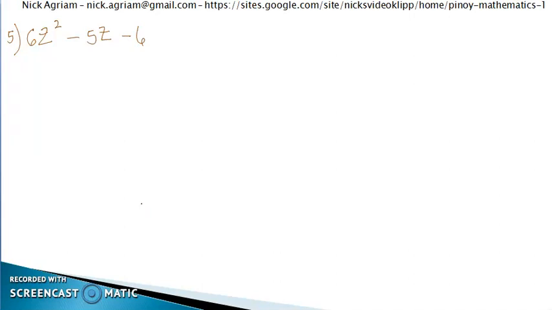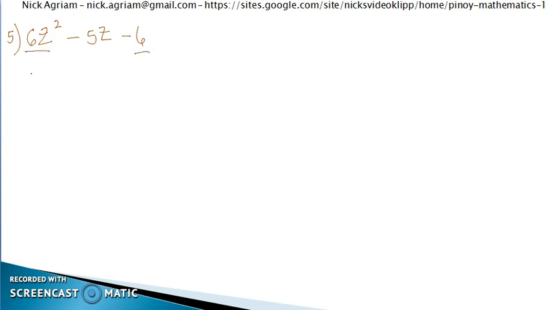Let's continue. How about if the numerical coefficient of the first term is no longer 1? Then we have to deal with another pattern. In your grade 8 book, they listed the steps on how to do it. I will follow and explain on the way. The first step is that you're going to multiply the first term and the last term.